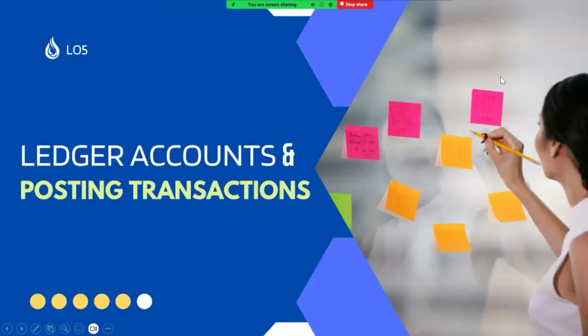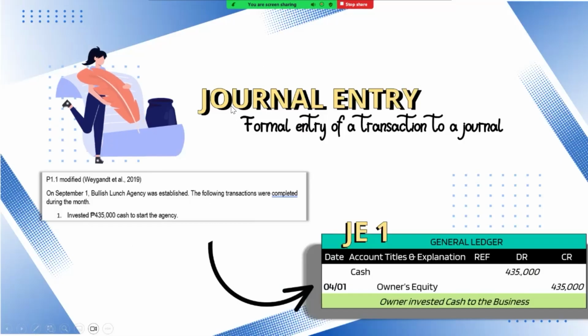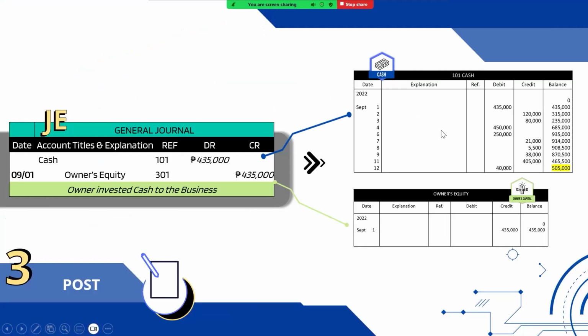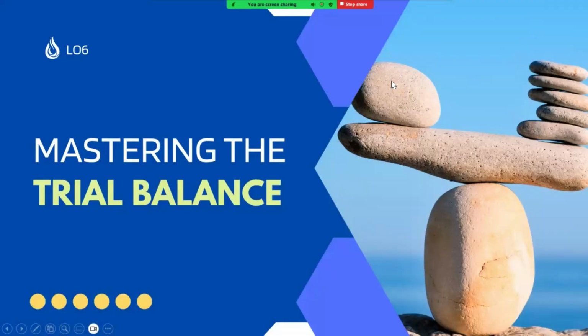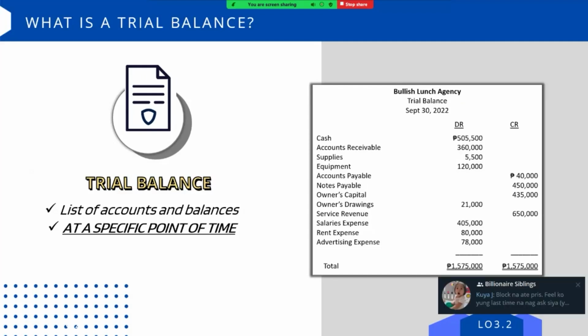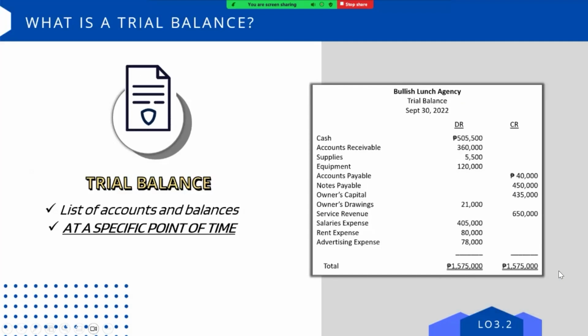So just last things in terms of theory. Again, kindly remember that a journal entry is just basically the formal entry of a transaction to a journal, while an account ledger is just basically the formal version of your T accounts. And account ledgers will happen for each of the accounts, right? And then the trial balance, like what we mentioned, is optional, but what it does is that it lists accounts and balances at a specific point in time. So that's something that we definitely would want to create.